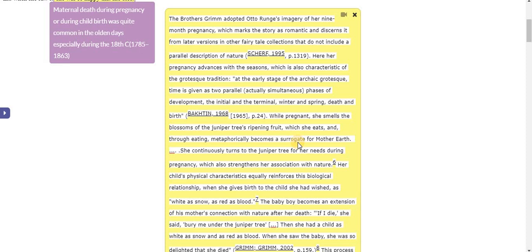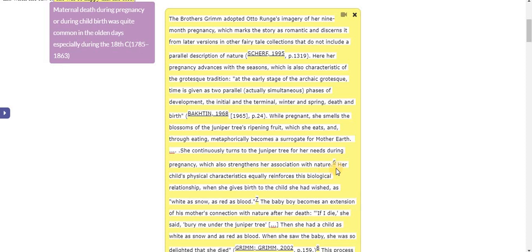That is, she becomes a surrogate to Mother Earth. Now, over the course of the story, the woman continuously turns to the juniper tree for her needs during the pregnancy. If she feels an increased appetite, she turns to the tree so that she could consume the fruits produced by it. She turns to the tree for many reasons, which strengthens her association with nature.